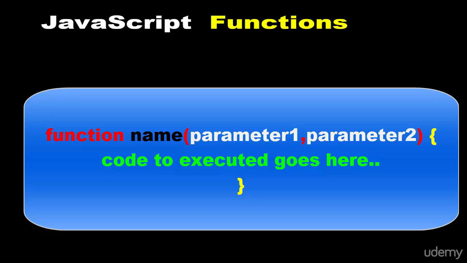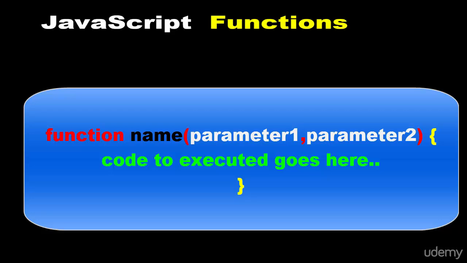A JavaScript function is defined with the function keyword, followed by the name, then followed by parentheses. You must enclose parentheses. Function names can contain letters, digits, underscores, and the $ sign. They also follow the same rules as variables.